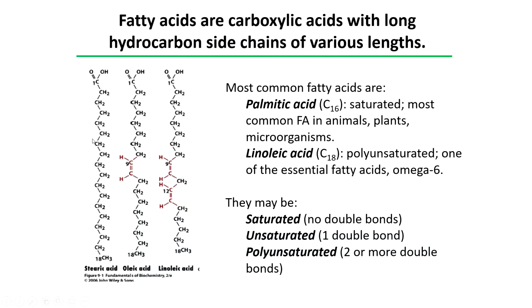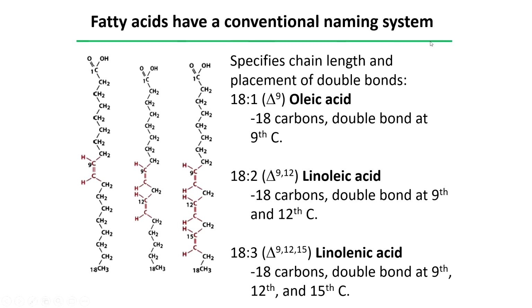Okay, so the three major types of fatty acids are saturated fatty acids, where there's no double bonds, unsaturated fatty acids, where there's at least one, and then polyunsaturated fatty acids, where there's two or more double bonds. This is actually related to how we name fatty acids based on the placement of double bonds and also based on the chain length of the hydrocarbon chain.